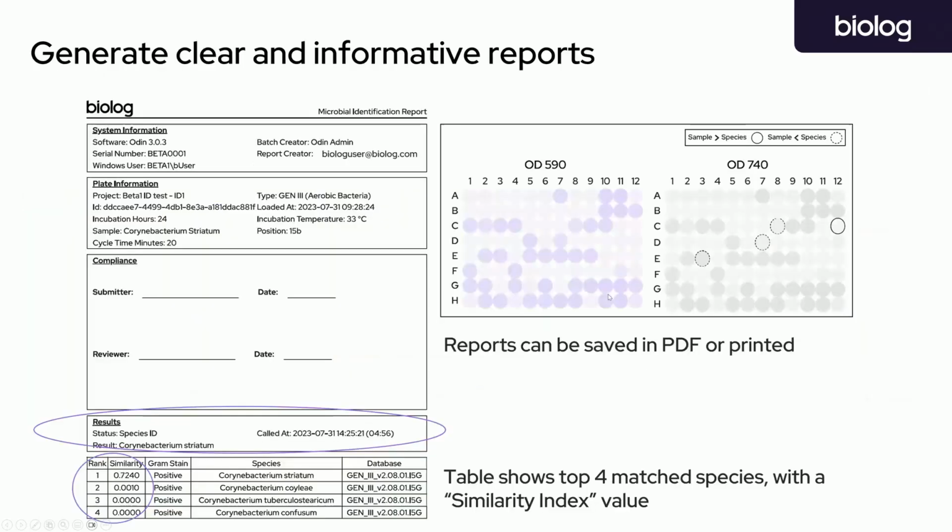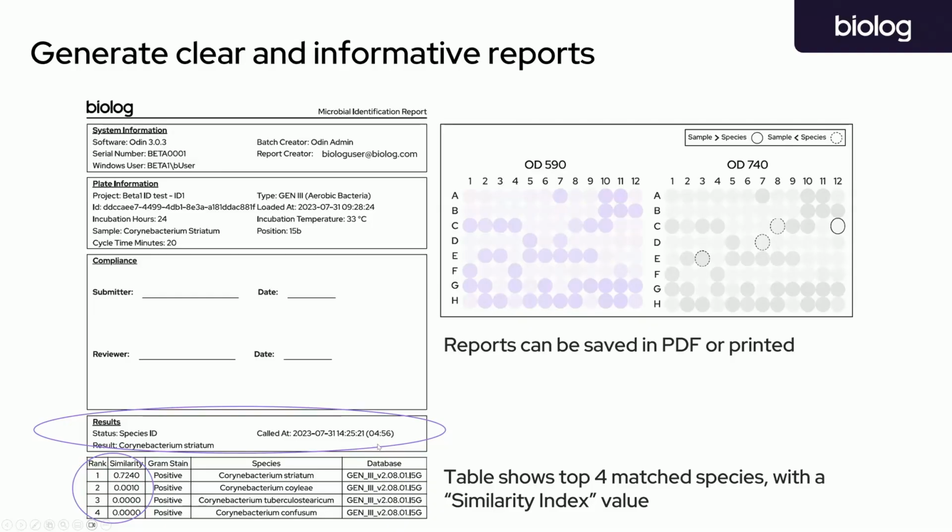But ultimately, what most people care about is just the report, right? A lot of times you don't care about the raw data, so you just want the report that has the ID. And Odin generates this very clear and informative report that can be saved as a PDF or printed. In every report, there's always a results table here that tells you if it was able to reach a species level ID and also how long it took to make that call.